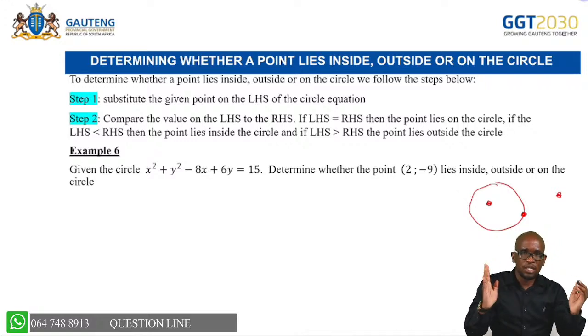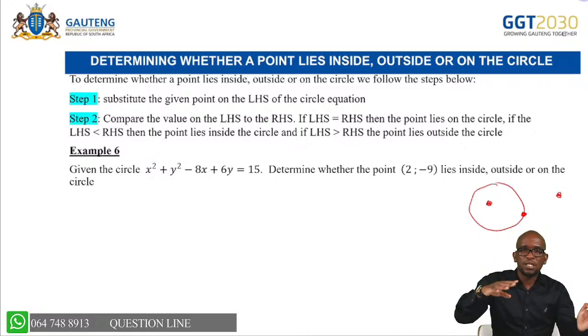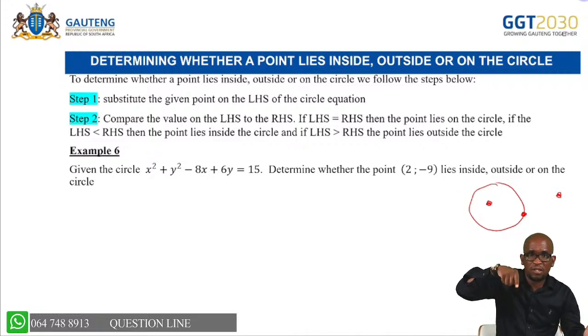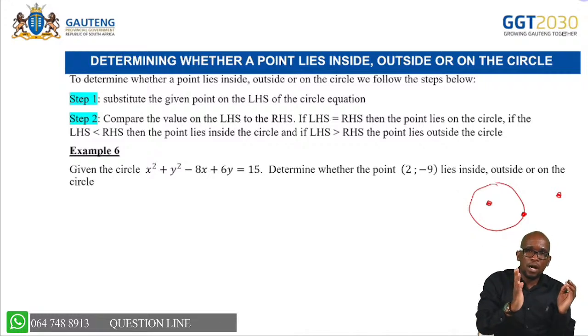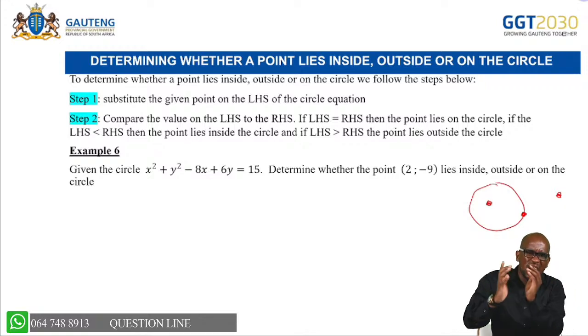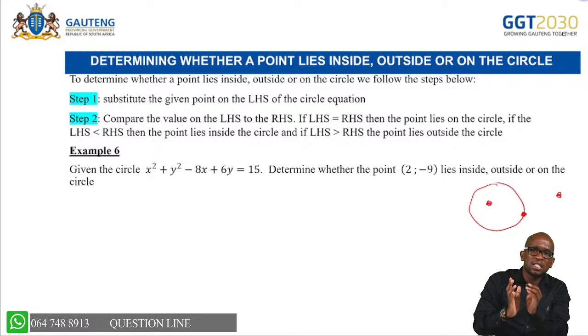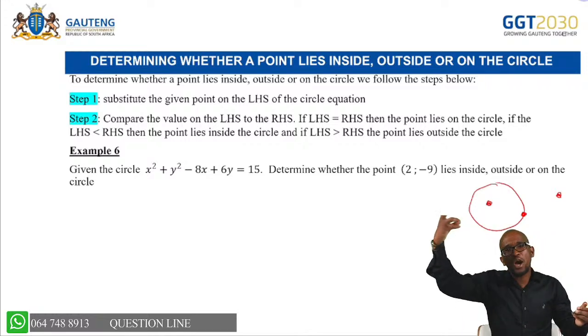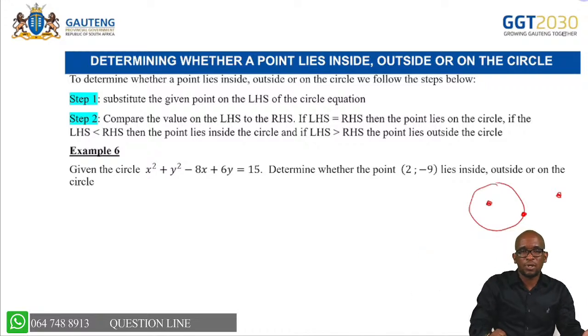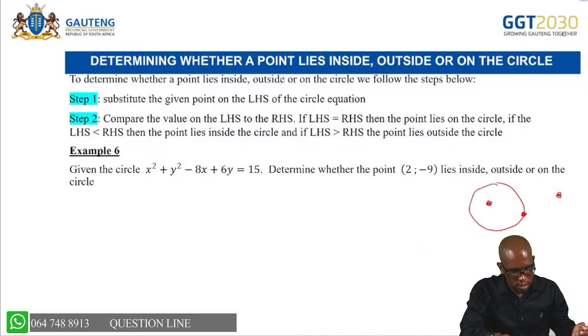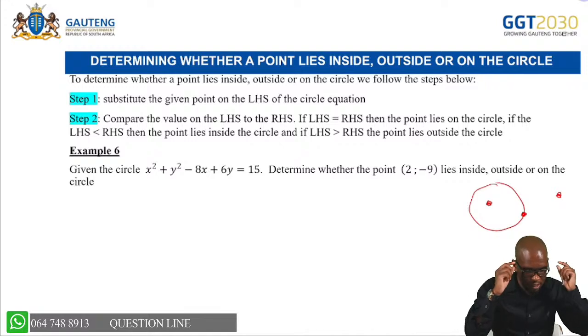If the value is exactly the same as the radius squared, it means the point is on the circumference of the circle. If the value that you get is greater than the right hand side, which is r squared, then you're going to say that the point is outside that particular circle. Right, let's just do that through example 6.